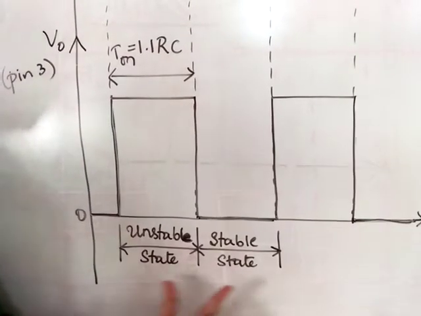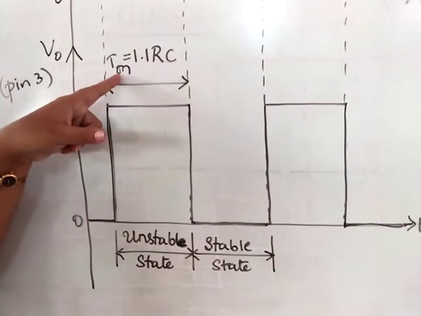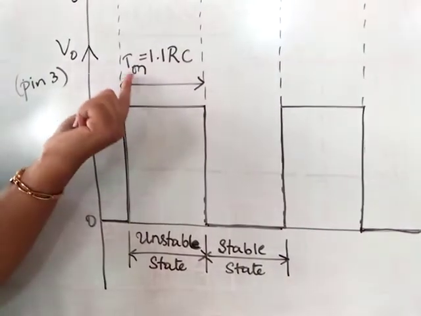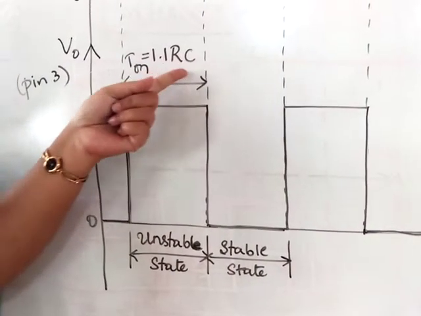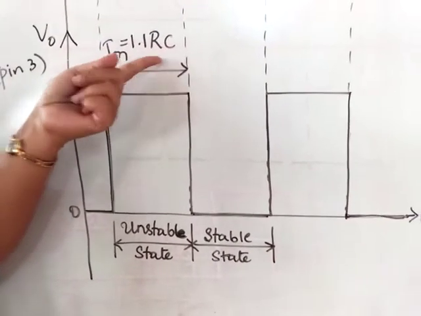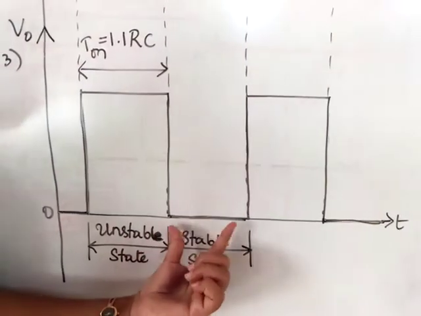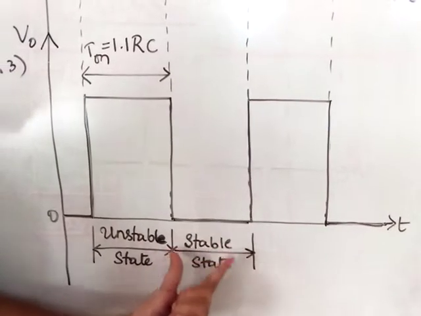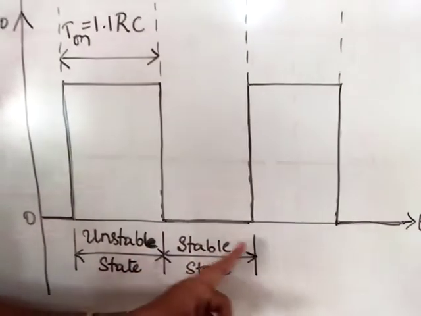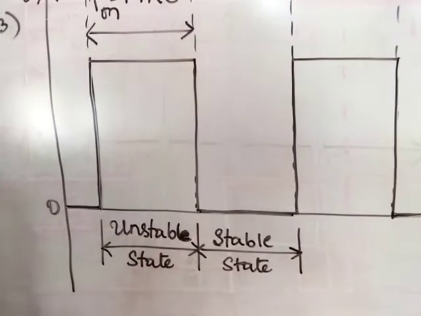stable state. Why is the on time said to be unstable? Here the T on period is equal to 1.1 times RC, which means the T on period depends upon the values of the resistance and the capacitance used. So by varying the values of R and C, we can vary the on period, whereas the off period remains stable here. So it is called monostable multivibrator. It has a single stable state, therefore the name monostable multivibrator.